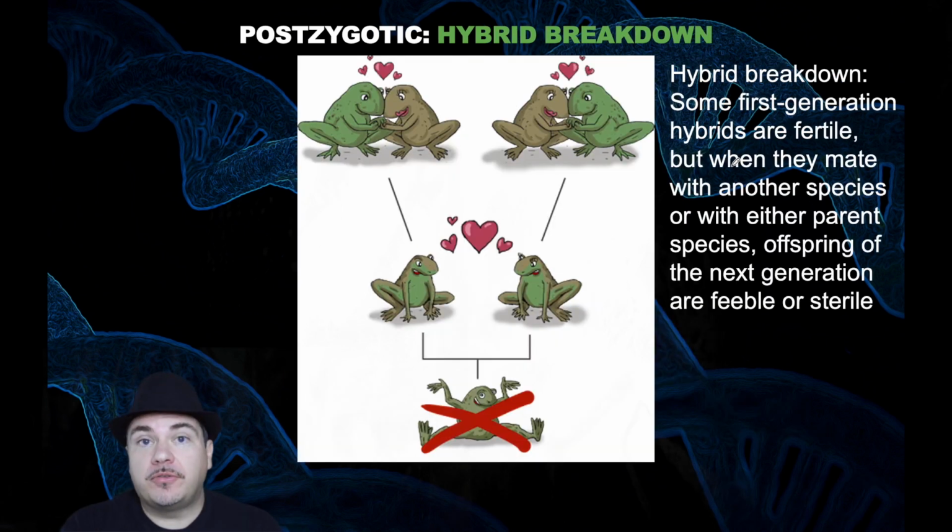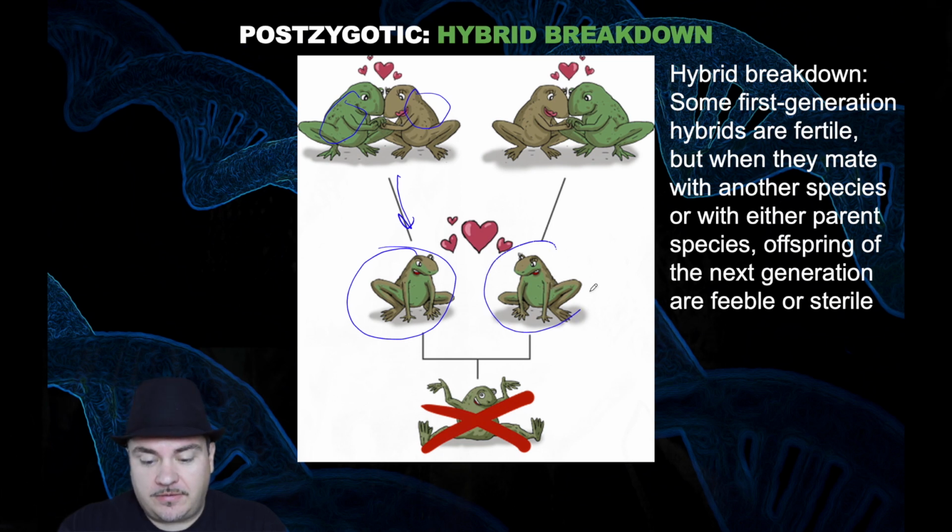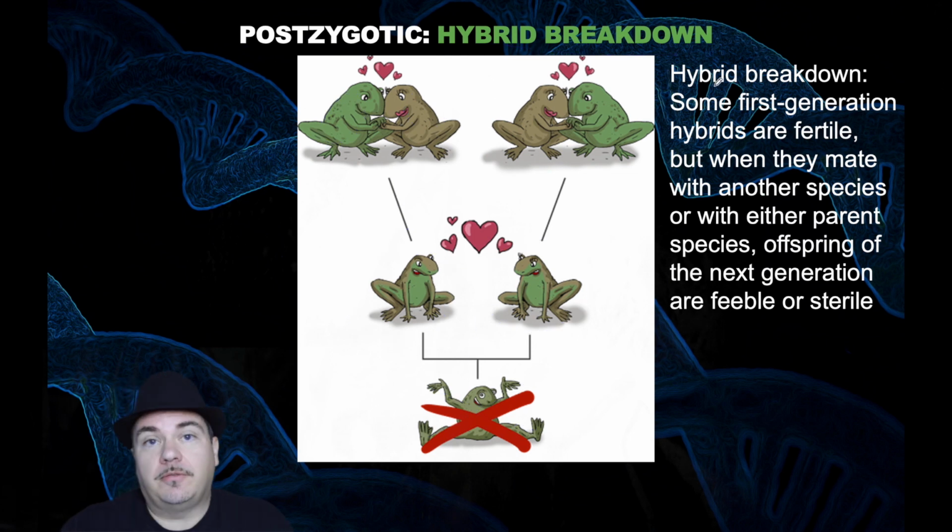Last example of postzygotic isolation is hybrid breakdown. So that's where two separate species are able to mate with each other, produce a viable offspring that is fertile. Okay, however, these offspring, when they mate with each other in the next generation, it breaks back down. It produces an inviable offspring. Okay, so basically it takes an extra generation for it to break down, so that's why it's called hybrid breakdown. But again, they can't produce viable and fertile offspring, at least after a couple of generations.